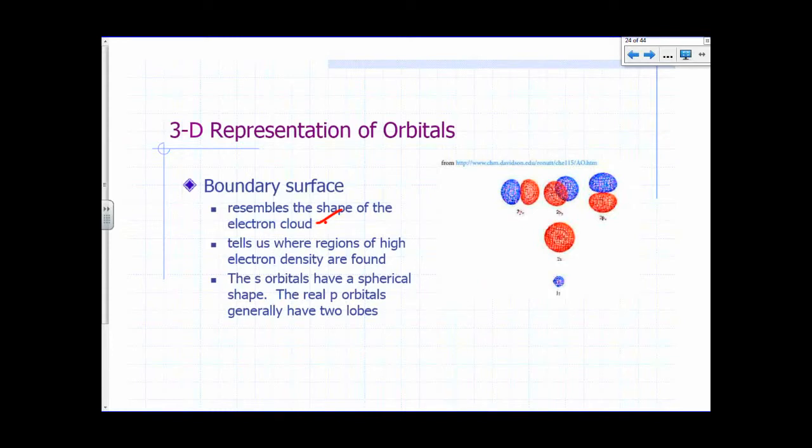And so the s orbitals have spherical shapes, so this is the 1s, and this is the 2s. A spherical shape simply means that the probability of finding the electron doesn't depend on the direction you take away from the nucleus. It only depends on the distance. Now, you can have p orbitals. Boundary surfaces of p orbitals look like those.